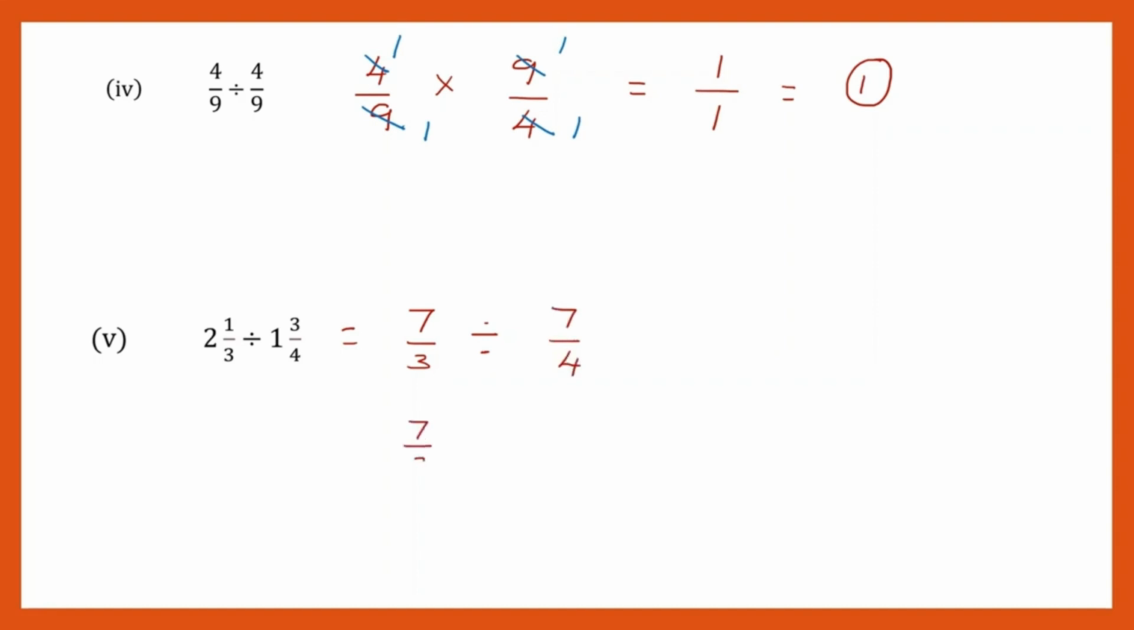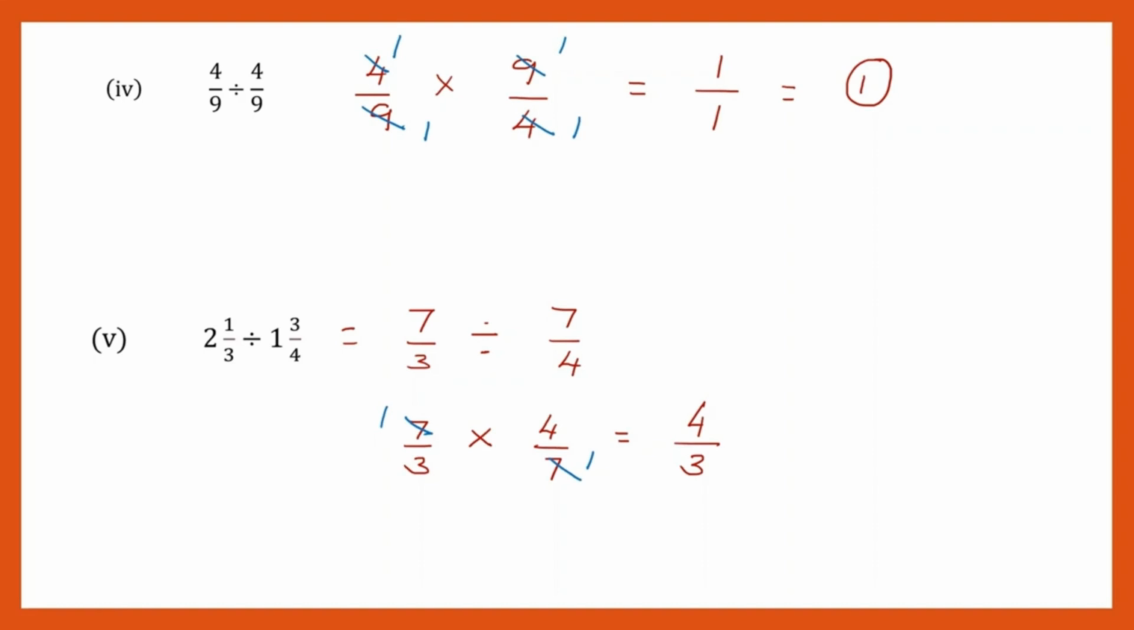7 by 3, change the division to multiplication, write the reciprocal of the second fraction. 4 by 7. Is there something to cancel? 7 and 7. 7 ones are 7, 7 ones are 7. Multiply the numerators. 1 fours are 4, denominators 3 ones are 3. 4 by 3 is an improper fraction.